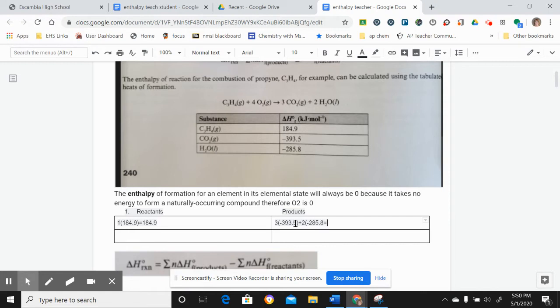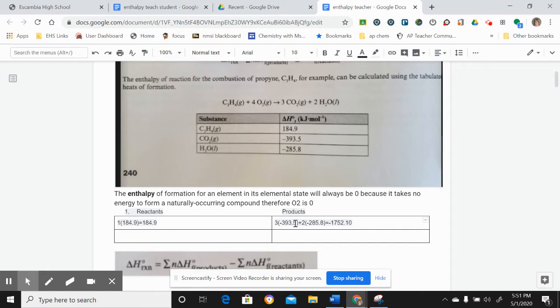When I add those together, you do your math and you add them together, you would get a negative 1752.10. And that is in kilojoules per mole. Everybody with me on that?